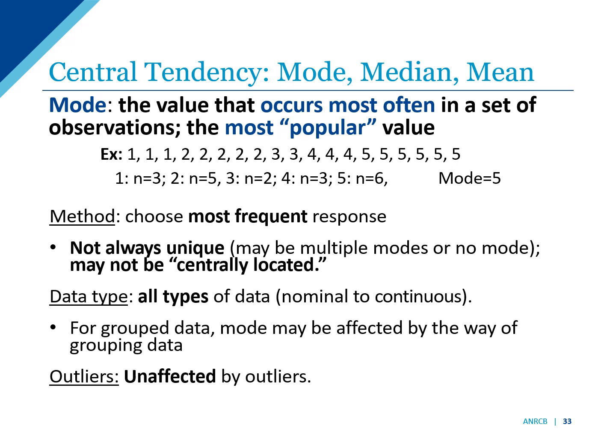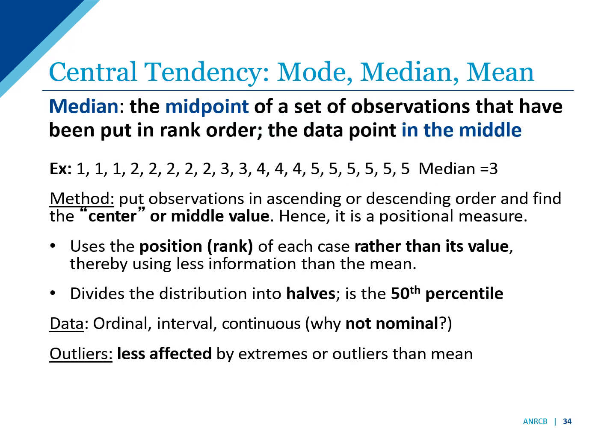It isn't always centrally located either. A mode of 5 is not anywhere near the middle of a score of 1 to 5. But you can use mode on all data types and it is completely unaffected by outliers in the data.